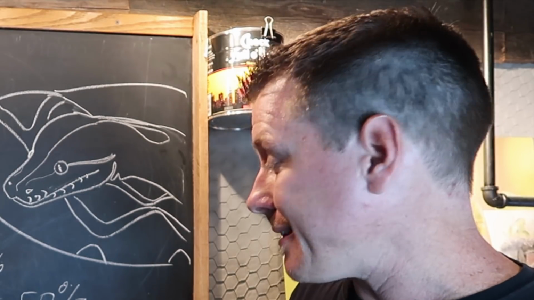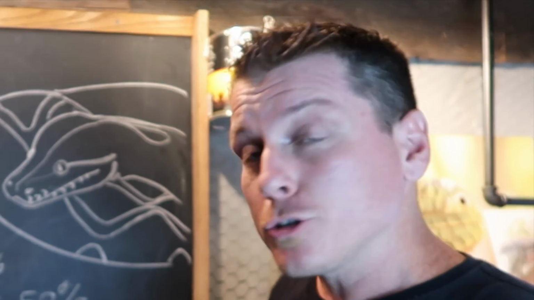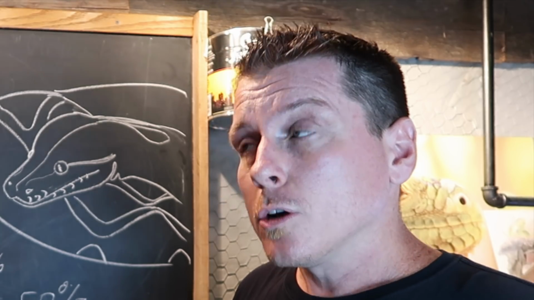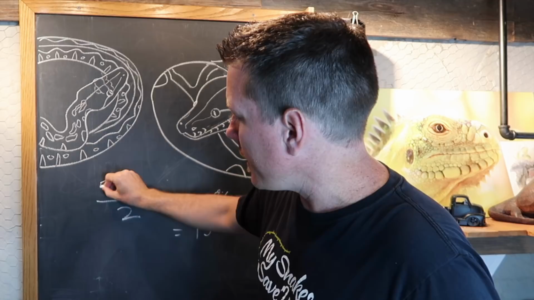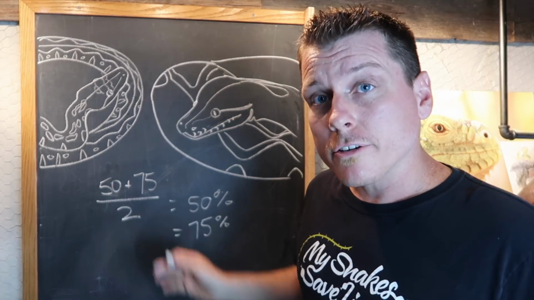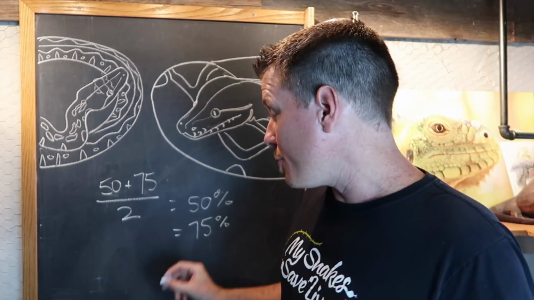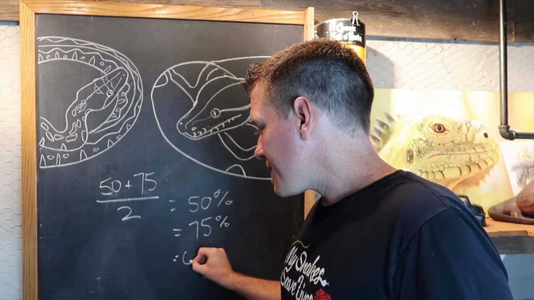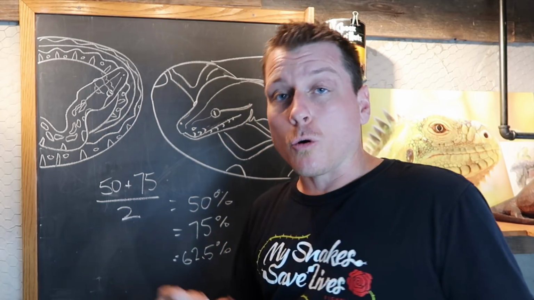What would happen if we add like these two strange animals together? I'll give you a second to think about that. If you bred a 50% Madu to a 75% Madu, what percentage Madu are the babies? Got it figured out? 50 plus 75 is going to equal 125, which divided by 2 is 62.5. So in this case, the animal is 62.5% Madu, and so on and so forth.